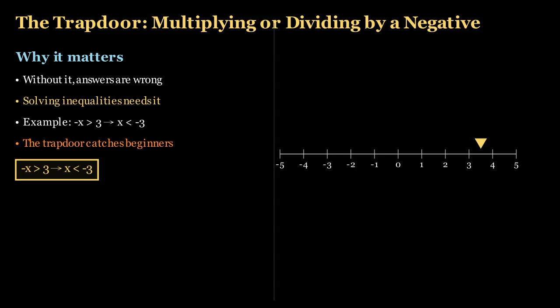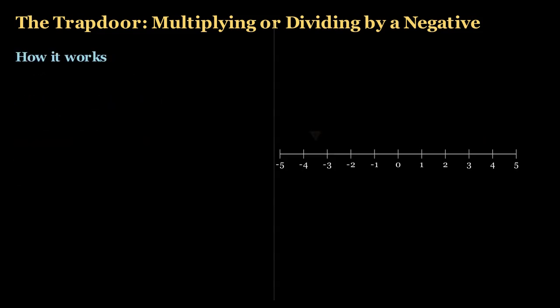Start with two numbers, say 3 and 7. On the number line, 3 is left of 7, so 3 is less than 7. If we multiply both by a positive number like 2, we get 6 and 14. 6 is still left of 14, so the inequality stays the same, 6 is less than 14. Multiplying by a positive just stretches the number line but keeps the order.